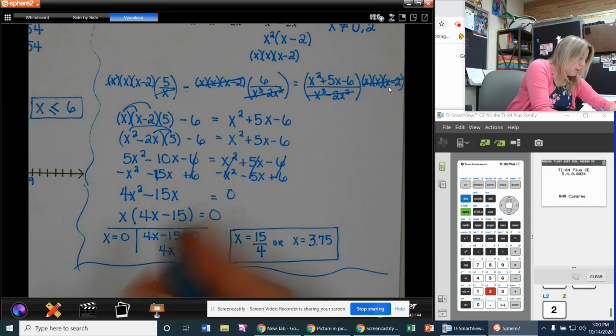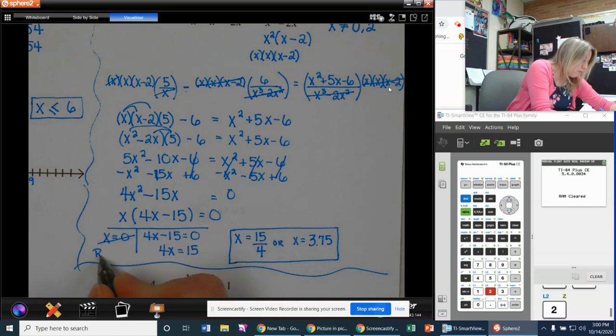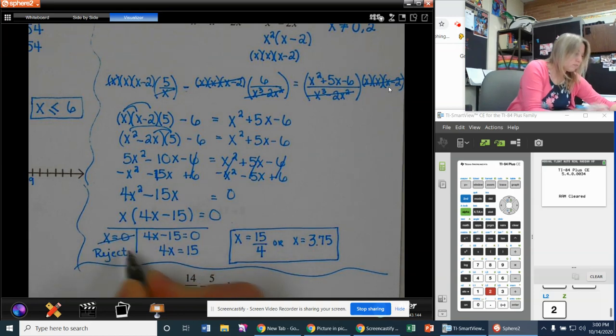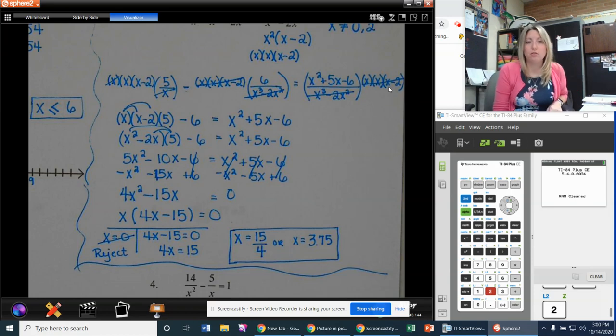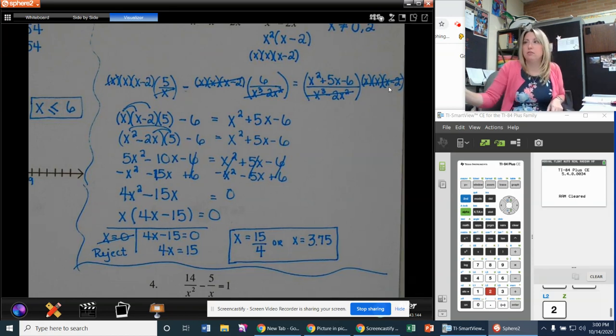And what did I get over here? X equals 0. I've got to reject it. Done. We get to keep the fraction, not the 0. Bummer. But we can't have 0 in a denominator.